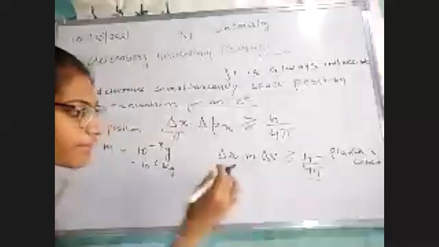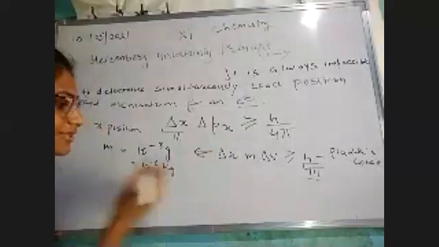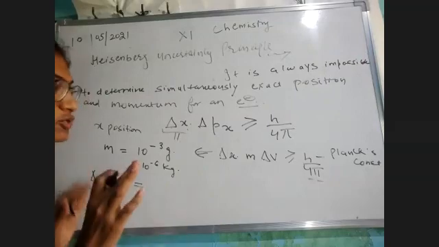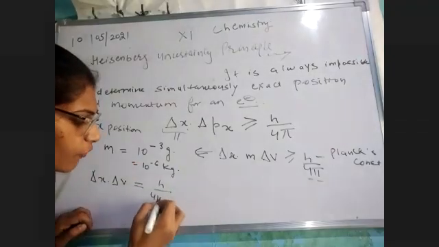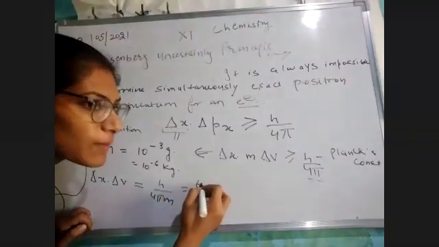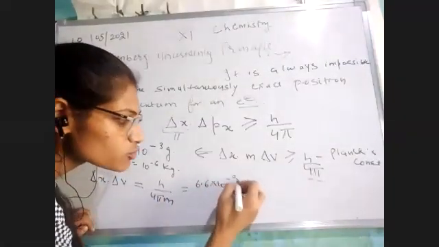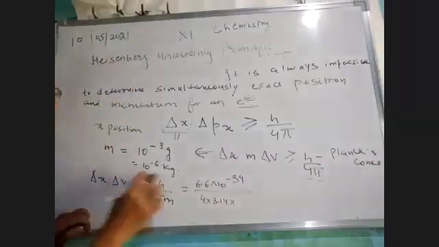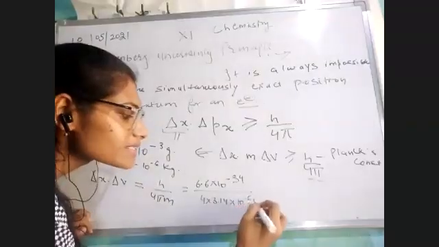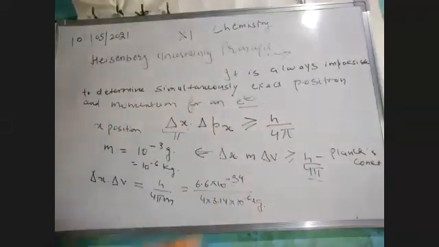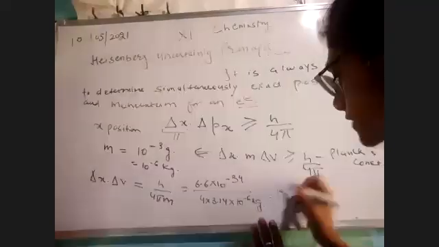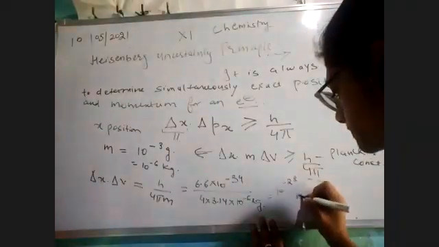I'm just using this equation. Delta x into delta v equals, just for the numerical concept, h over 4 pi m. And what is h? The Planck's constant, 6.6 into 10 raised to power minus 34, 4 into 3.14, and m I have taken in the milligram, that is 10 raised to power minus 6 kg. And when we solved this whole numerical value, what did we get? Yes, we get a value almost equal to 10 raised to power minus 28.